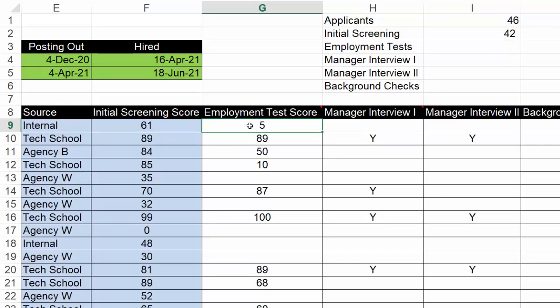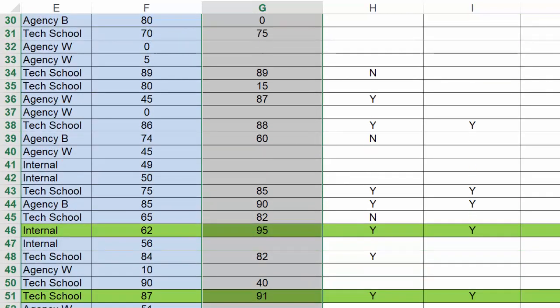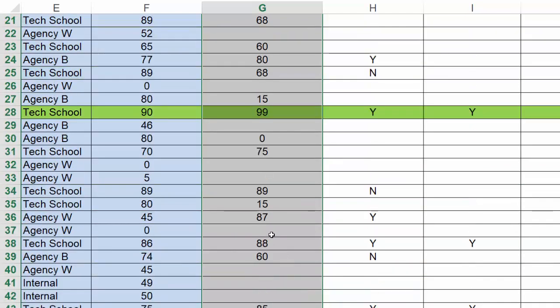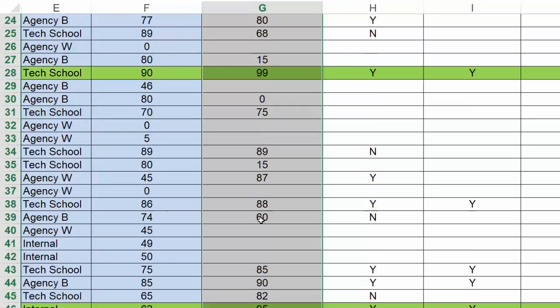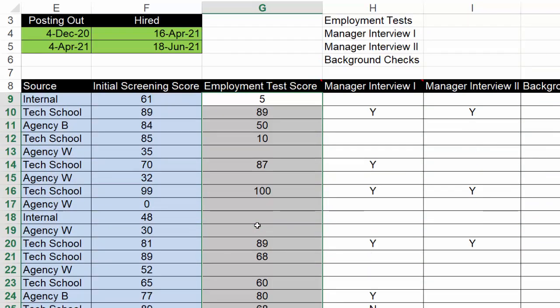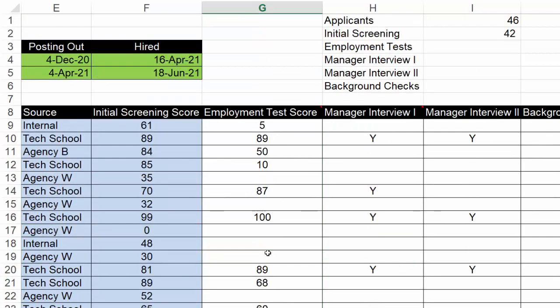Now, how many of the 46 made it through employment tests? Which means you've got to look at it two ways. How many were given employment tests? So let's take a look. I'm just going to highlight these. Okay, so we had 29, but out of that, one person scored a 0. A 0 on an employment test means an absolute no-show or whatever it might be. So in effect, we didn't do it. So it'll be a 0 minus that. So 29 minus 1 is 28. 28 people made it through to the employment test stage.